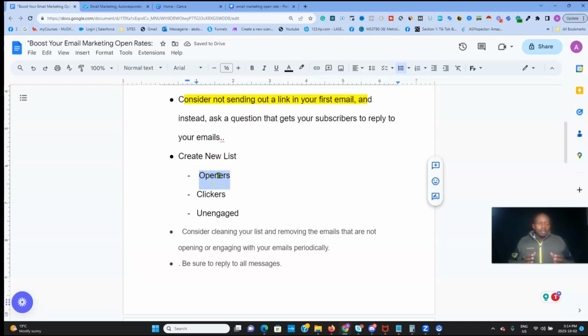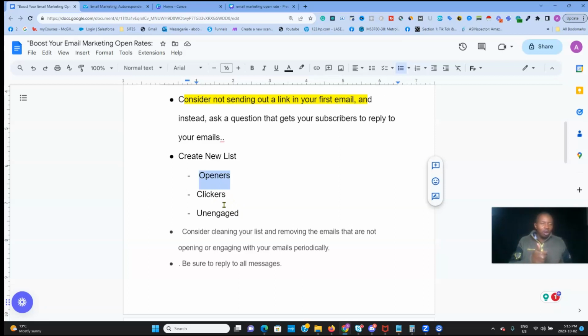By increasing the list of openers, you will definitely increase people who are opening, so your open rates will improve definitely, right? So that's very good. And also you need to consider cleaning your list. Cleaning means people who are not engaging, you have two options. Either you delete them, what I mean by deleting is you remove them from your list, right?